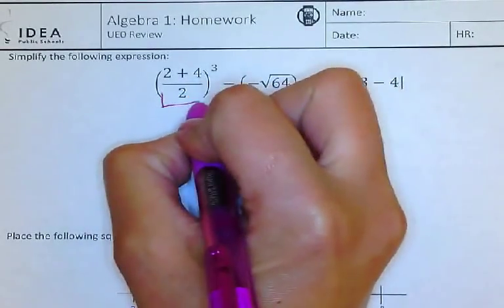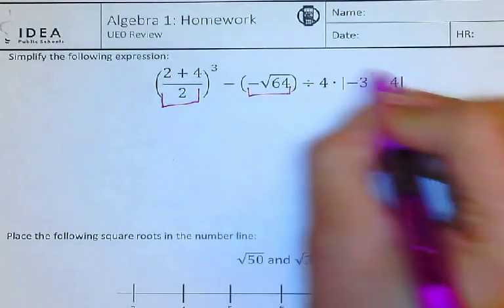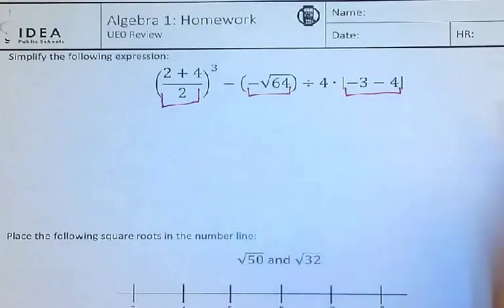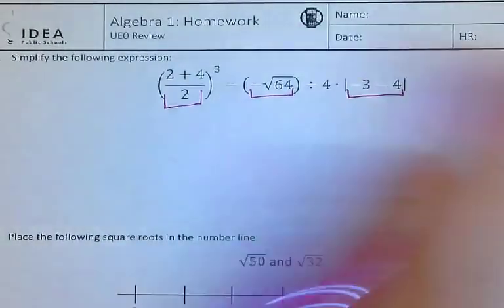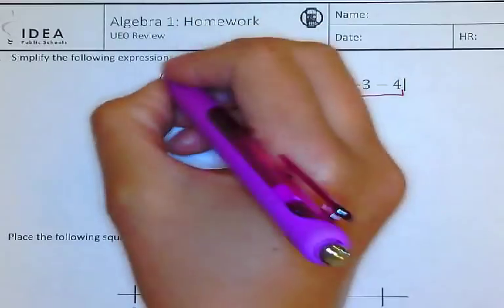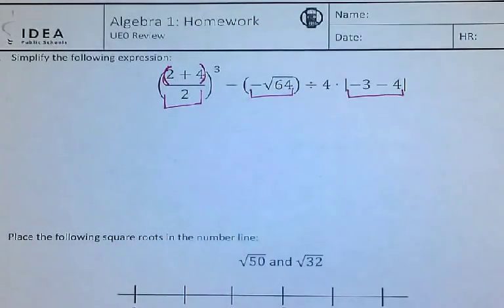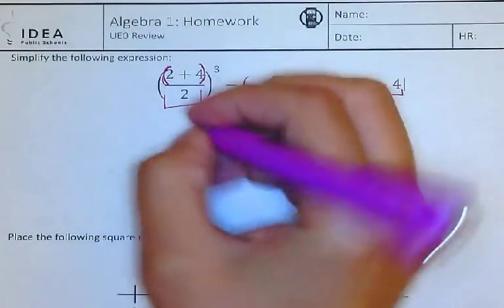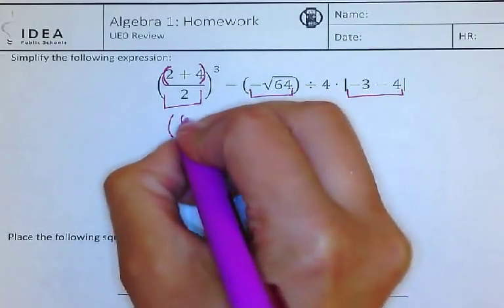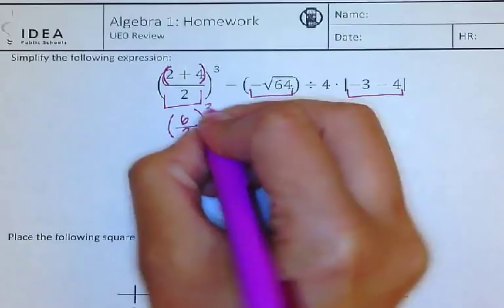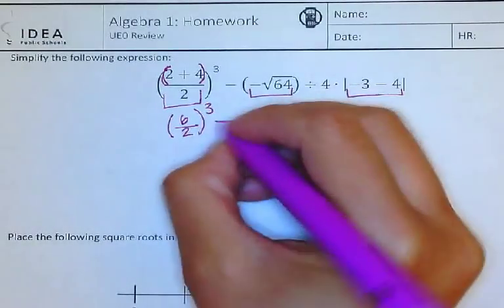I see that my parentheses will go first, and the absolute value has the same priority as the parentheses. So as I go here, I notice that within this parentheses, there's also an implied parentheses at the top. So I'm going to clear that first. So 4 plus 2 would be 6. I still have it to the third power.